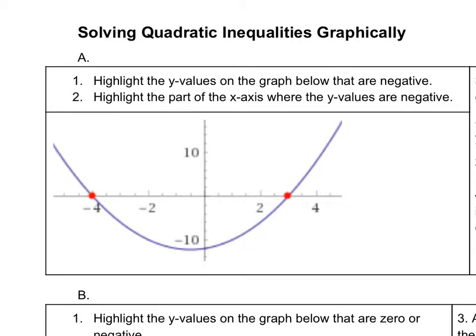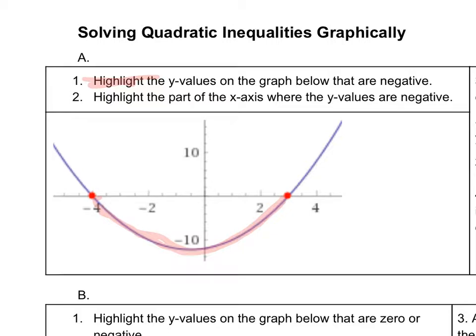So we see a parabola in front of us, and we want to highlight number 1, highlight the y values on the graph that are negative. So that's pretty straightforward. If a y value is negative, it has to be below the x-axis, right? So that's number 1 done. We've highlighted the y values that are negative.